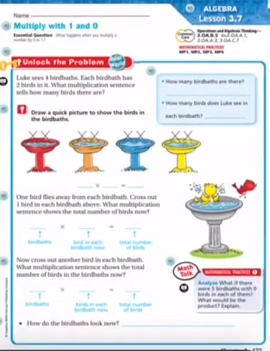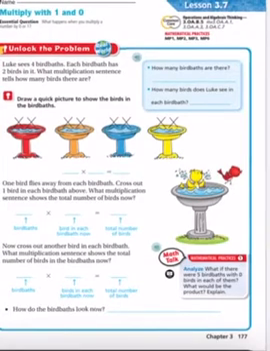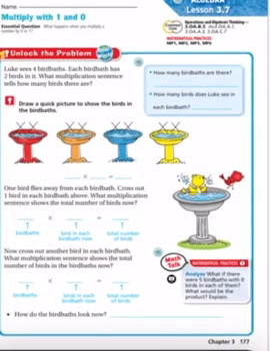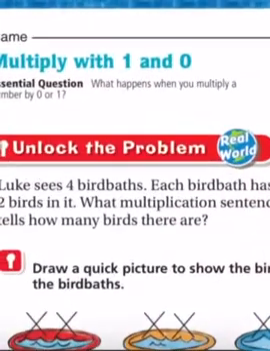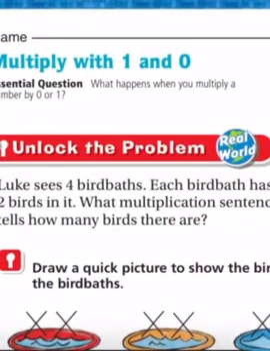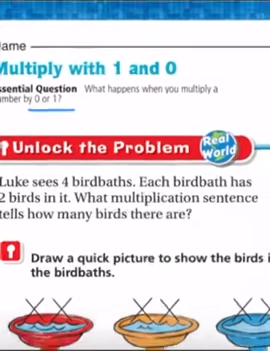Hello, boys and girls. Today we are on lesson 3.7, multiply with 1 and 0, and we are on page 177 in your book. Let's get started. Our essential question today: what happens when you multiply a number by 0 or 1? I think this will be pretty easy, pretty straightforward for us today. Let's look at Unlock the Problem.